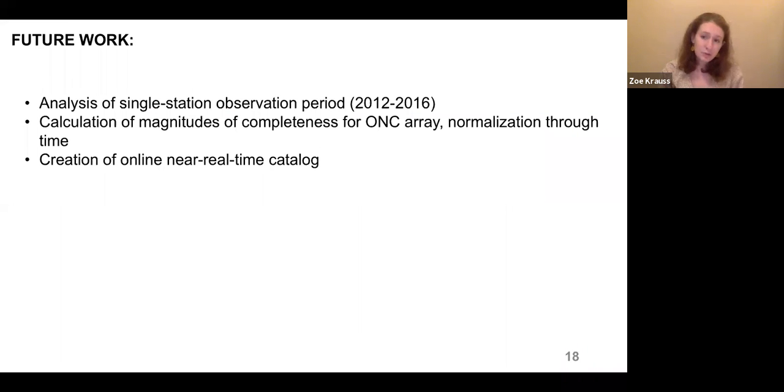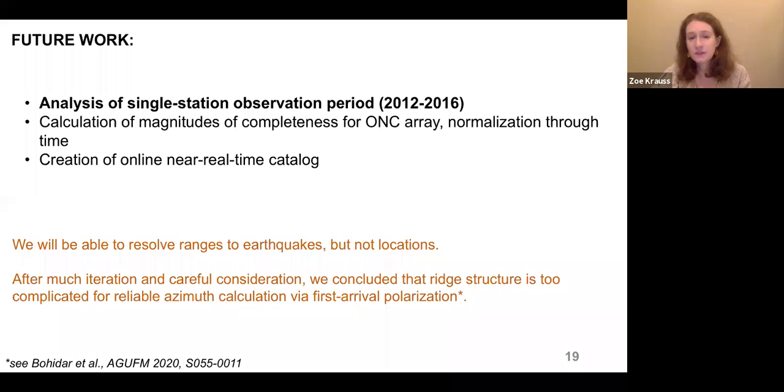And so there's some future work to be done to complete this catalog and make more analyses of those questions, including resolving the single station observation period from 2012 to 2016, continuing to calculate magnitudes of completeness, and making comparisons across all 20 years of the catalog, and also making an online near real-time catalog to share. And so in terms of the single station observation period, we will be able to resolve ranges to earthquakes during that period, but not full locations.